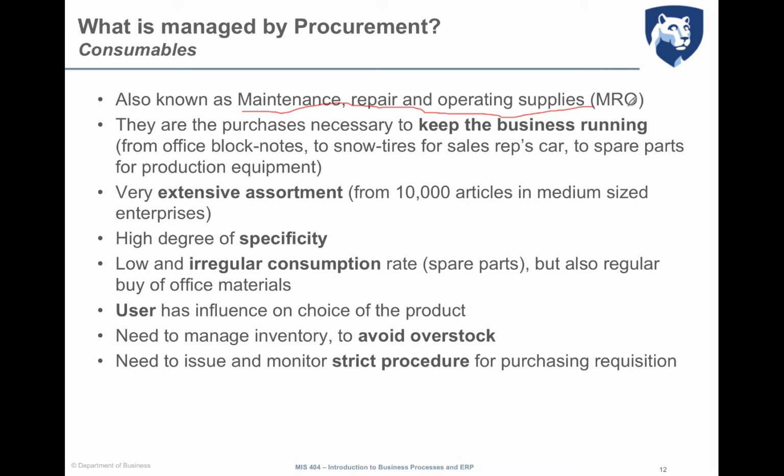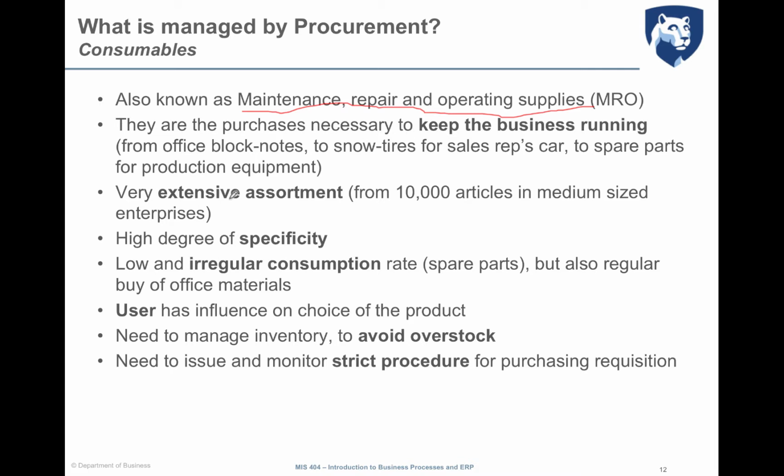They can be office notepads, snow tires for sales rep cars, spare parts for production equipment. They are all that is not directly related to the product, but is related to keeping the operation functioning. They can be furniture for the office, ICT purchasing like laptops, spare parts for production equipment, pens, and stuff like this.